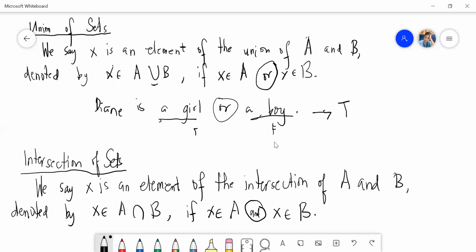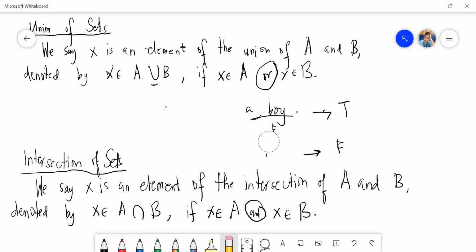Although it does not make sense to use this example, for the purpose of illustrating this definition I'm going to use this. If instead of or I use and, there's a presence of a true and a false statement, so the answer is false, because Diane cannot be both a girl and a boy at the same time. So that is the concept of or and and in a statement.